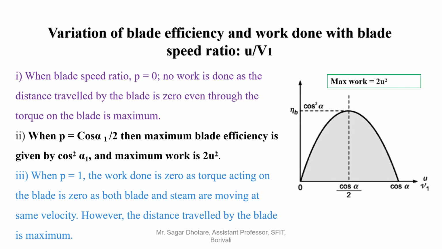When rho is equal to 1, the work done is 0 as the torque acting on the blade is 0. As both blades and steam are moving at the same velocity, however, the distance traveled by the blade is a maximum.